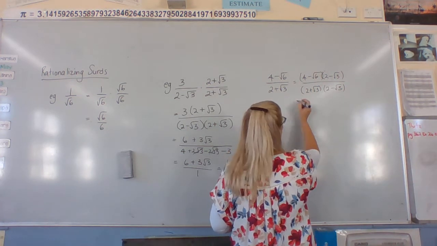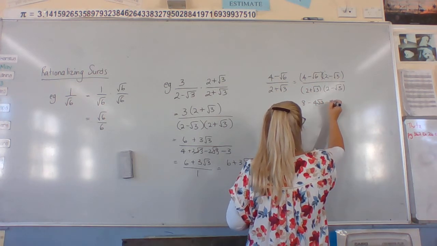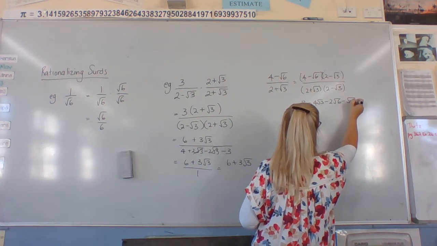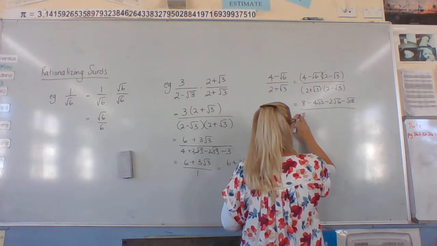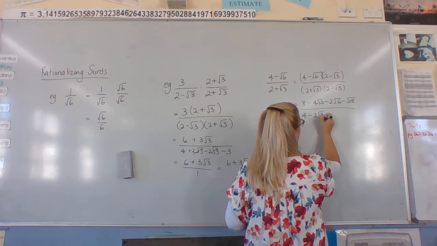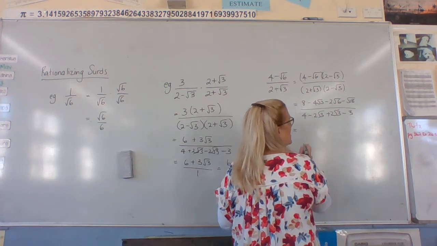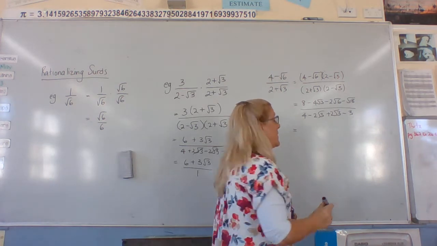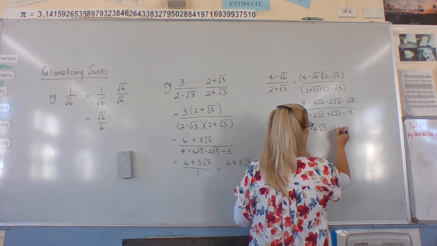We need the bottom to not have a square root. So the top becomes 8 minus 4 root 3 minus 2 root 6 minus square root of 18. The bottom becomes 2 times 2 is 4 minus 2 root 3 plus 2 root 3 minus 3. So tidying it up, we're going to have 3 things on the top and they're all going to have square roots, and that's absolutely fine. We've got 8 minus the 4 root 3 minus 2 root 6.